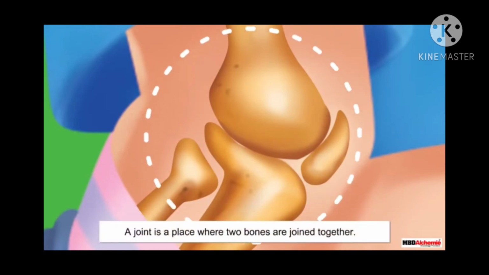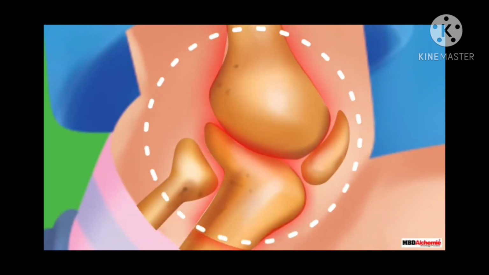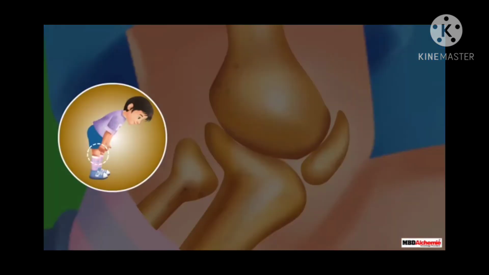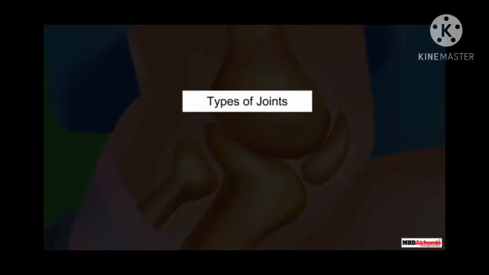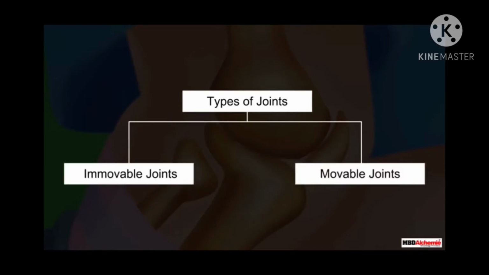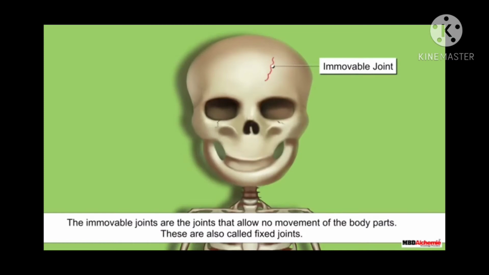Then what is a joint? A joint is a place where two bones are joined together. You can observe it in your knees, shoulders, and also elbows. Then how many types of joints are there in our body? Yes, there are two types of joints, that is immovable joints and movable joints.